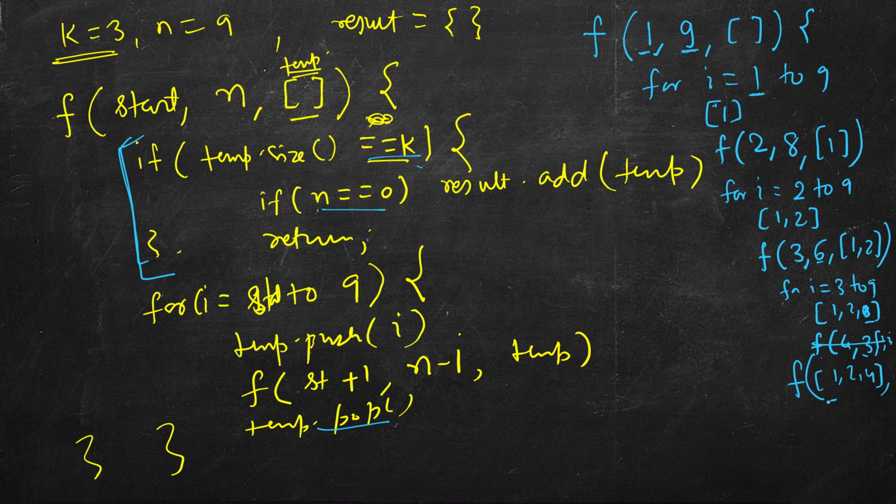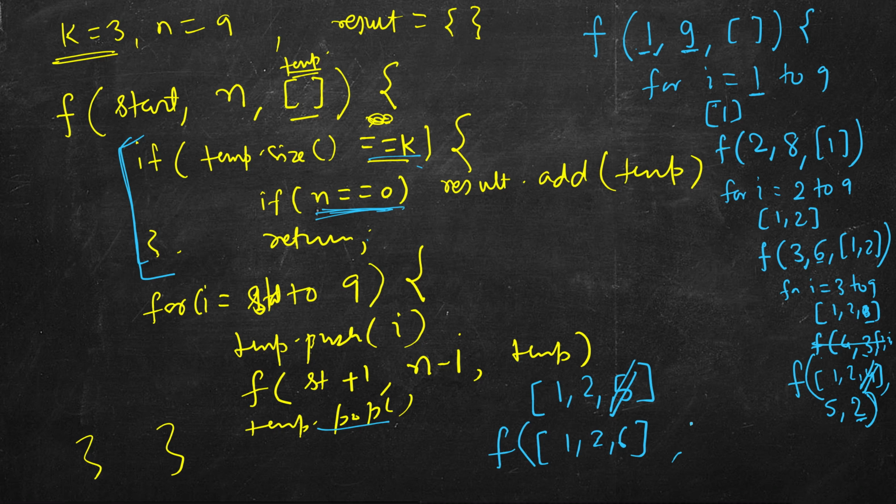Start will be 5 and n will be 2 this time. Again this is not 0, so it will again return. Next we will pop 4 and insert 5. So it will call on 1 2 5. Again it will not be equal to 0, n will be 1. So this will pop 5 and push 6, 1 2 6, and we will call f on this, n equal to 0, start equal to 7, and this will satisfy this condition, n is 0, so it will insert 1 2 6 into the result.